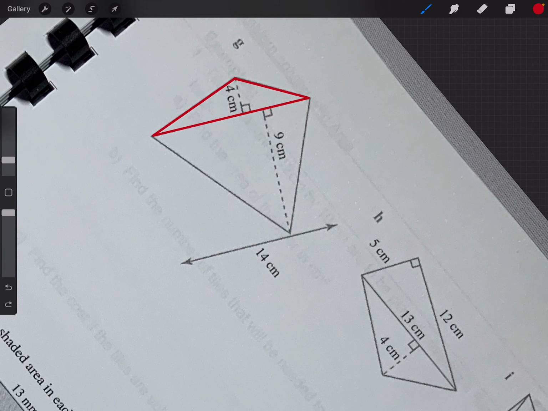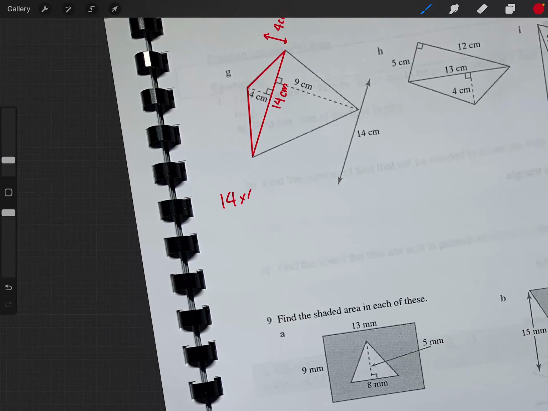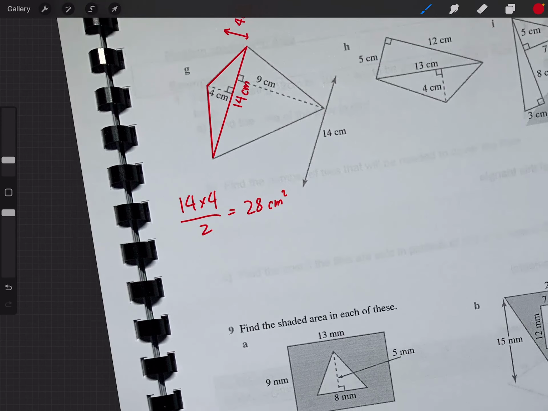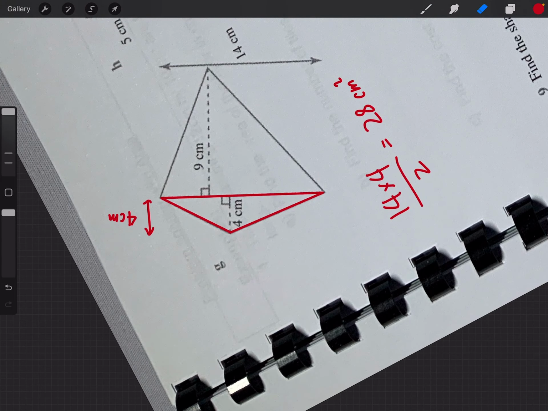So this one is 14 centimeters, and this one is 4. The height of the triangle is 4 centimeters. So to find the area, we're going to do 14 times 4 divided by 2, which gives us 28 centimeters squared. Alright, the next one, so we've done that triangle. Now we're going to do the other triangle. We're going to look at this triangle here, I want to do it in blue actually.